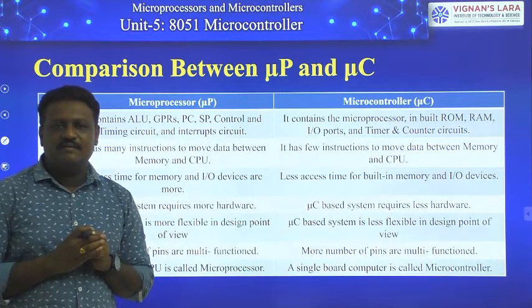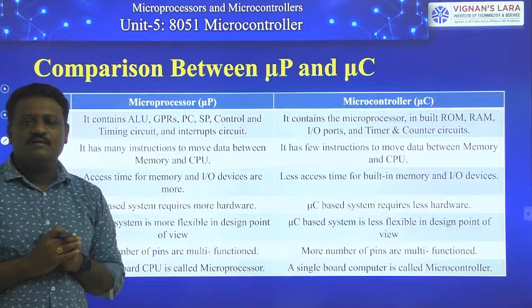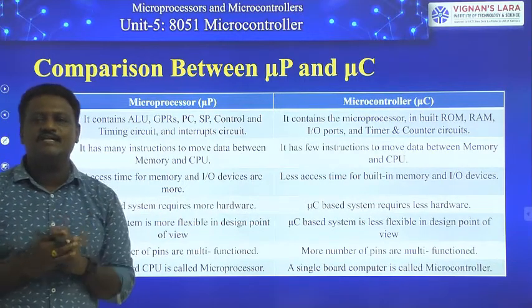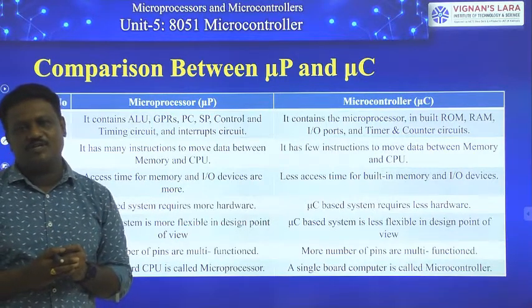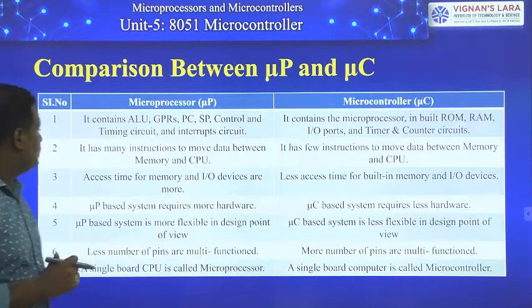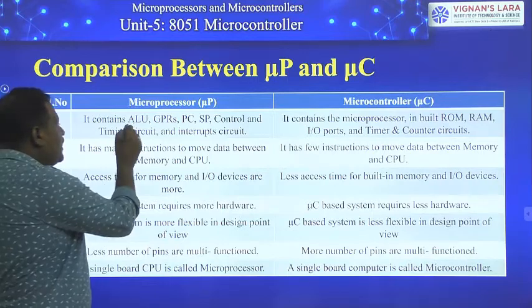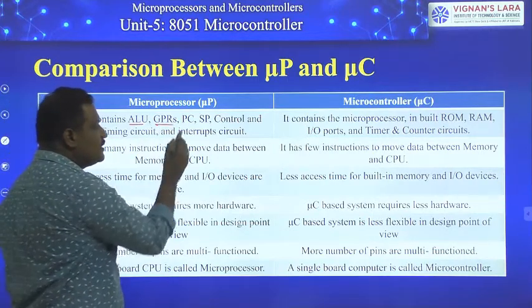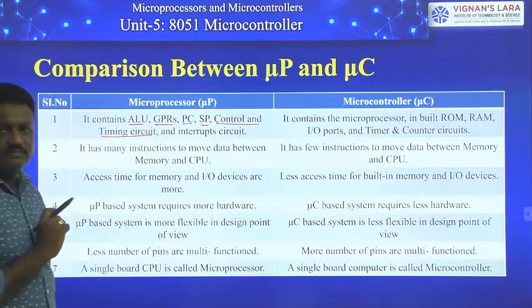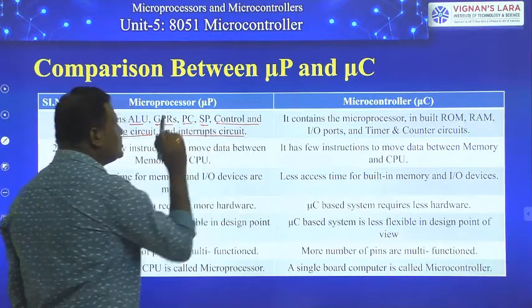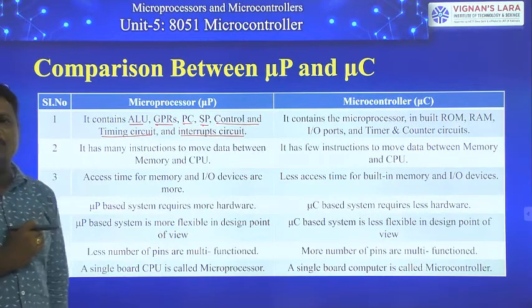So that's why please listen carefully to this particular video. If you listen carefully, you can easily understand the basic difference between a microprocessor and a microcontroller. Right. Here, my first point is a microprocessor contains ALU, GPRs, PC, SP, control and timing circuit along with interrupt circuit. So your microprocessor consists of these different blocks.